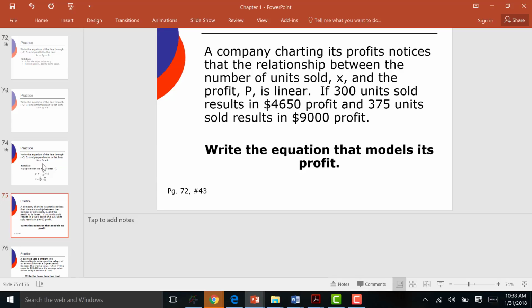The output is how much money you made in profit. You got it? So they gave you 2 points. Can I go do this process that's in type 2? Yeah, so what do I do first? Slope. Go find the slope.